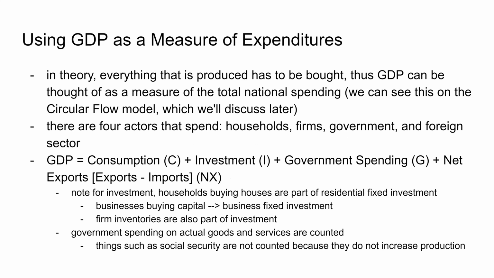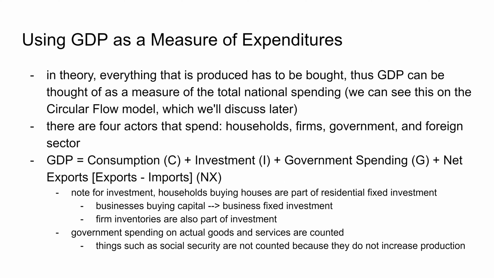Using GDP as a measure of expenditures. So in theory, everything that you produce has to be bought. Therefore, GDP can be thought of as measuring the national expenditure. And we can see this on the circular flow model, which I will show and talk about tomorrow. There are four actors in the economy that contribute to expenditure. There are households, firms, government, and the foreign sector.